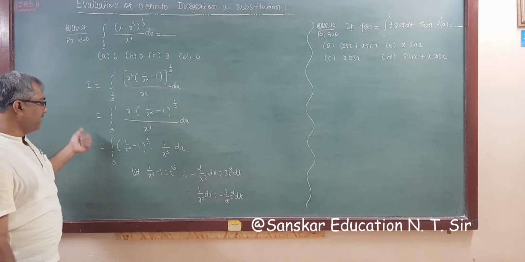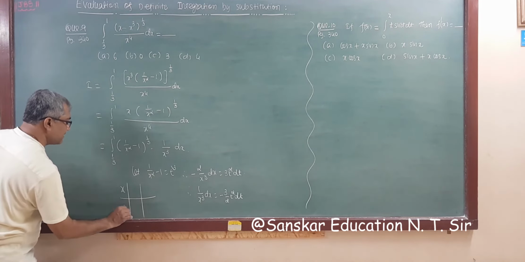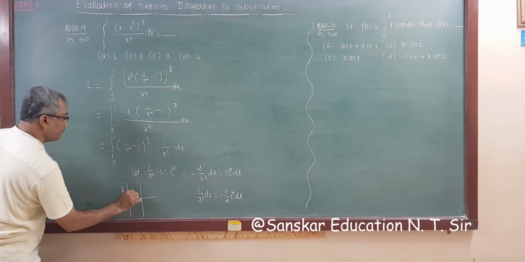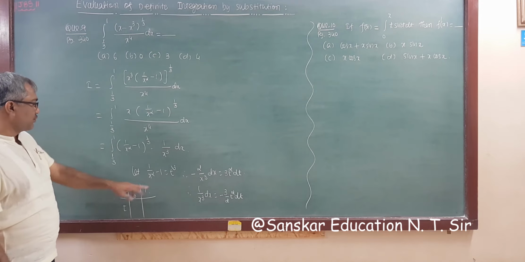Right? And definite integration, that means you have to change the limit. So this is x, this is t. 1 upon 3 to 1. So if we substitute x equal to 1 upon 3 here, so what we get?